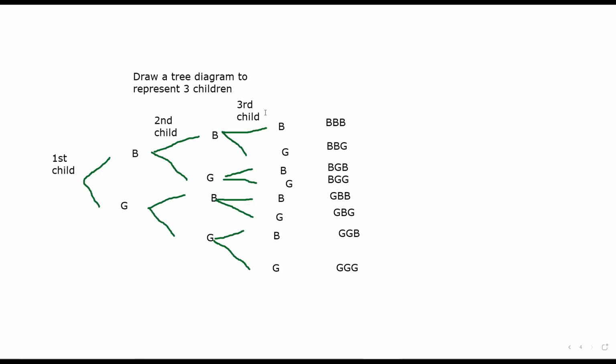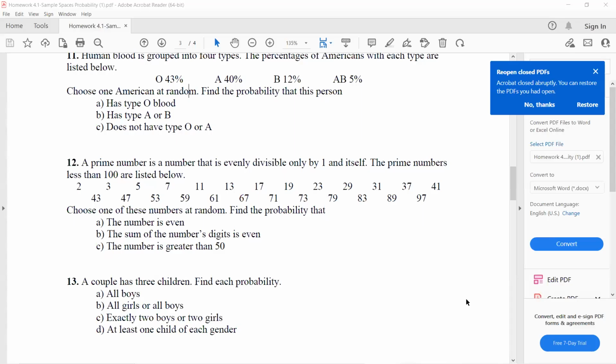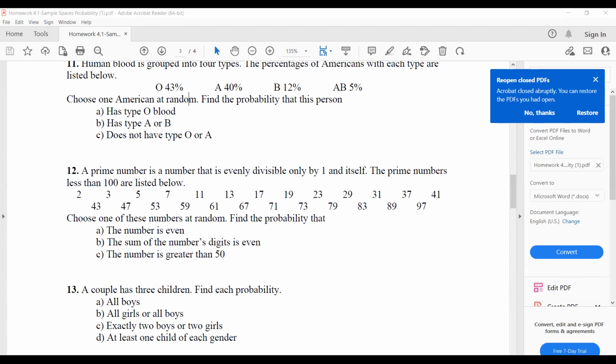Okay. And so what is the likelihood? Let's go back to our question so we can wrap this up here. What is the probability that we have all boys? Well, how many outcomes are all boys?